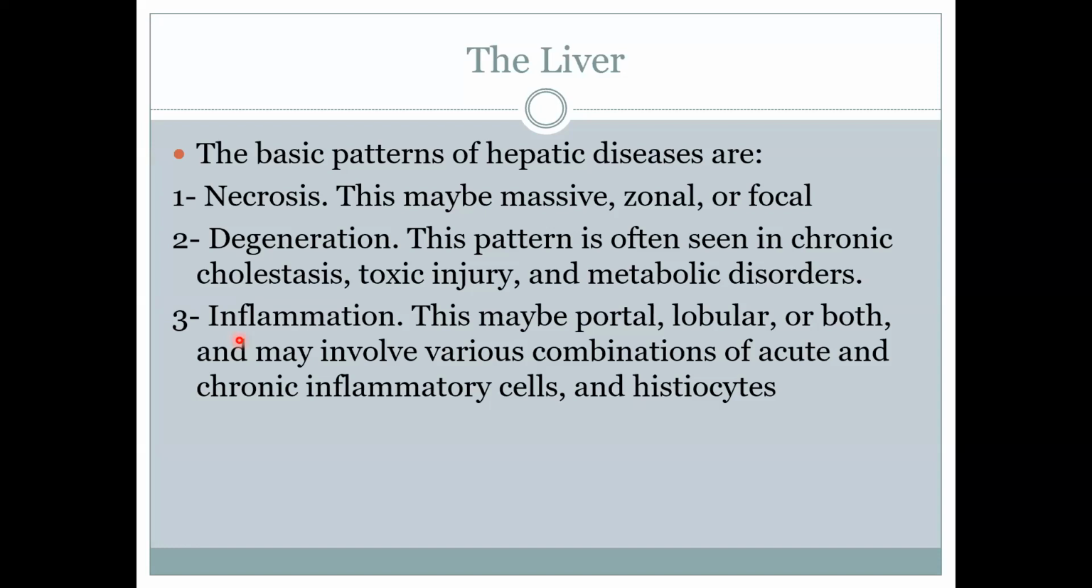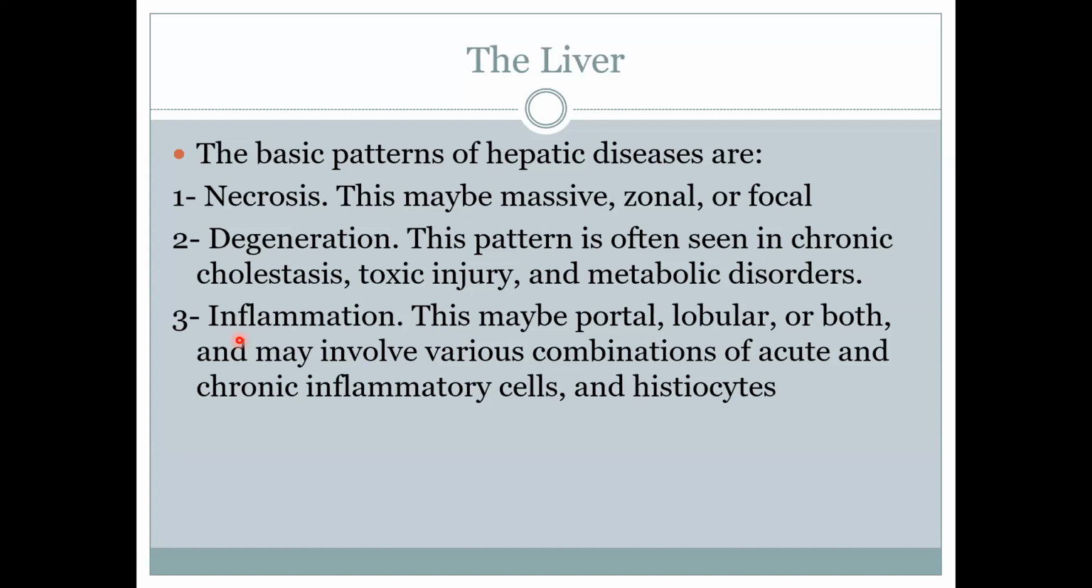So the basic patterns of hepatic disease include necrosis. This is straightforward, and depending on the severity, could be divided into massive, zonal, or focal. Now, degeneration, an example of that is what you see with ballooning degeneration, which is a form of apoptosis that is seen usually in alcoholic hepatitis. It could be seen also in steatohepatitis, and in viral hepatitis. Now, inflammation could be acute or chronic.